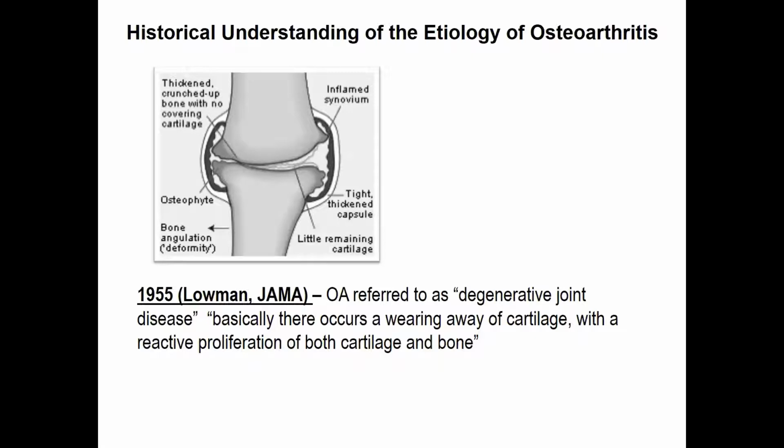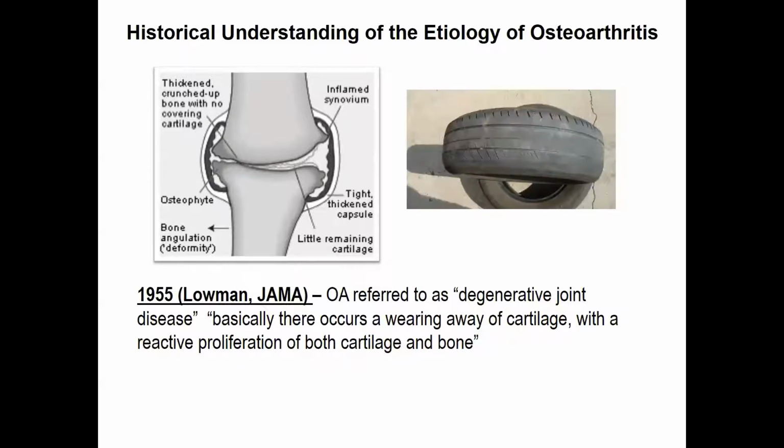So, for many years, osteoarthritis has been called wear and tear arthritis. You've probably heard that before. Degenerative joint disease is another name. And this is from a 1955 review article where they talk about it being degenerative joint disease. Basically, there's a wearing of the cartilage with a reactive proliferation of the cartilage and the bone. That was sort of how OA was thought of.